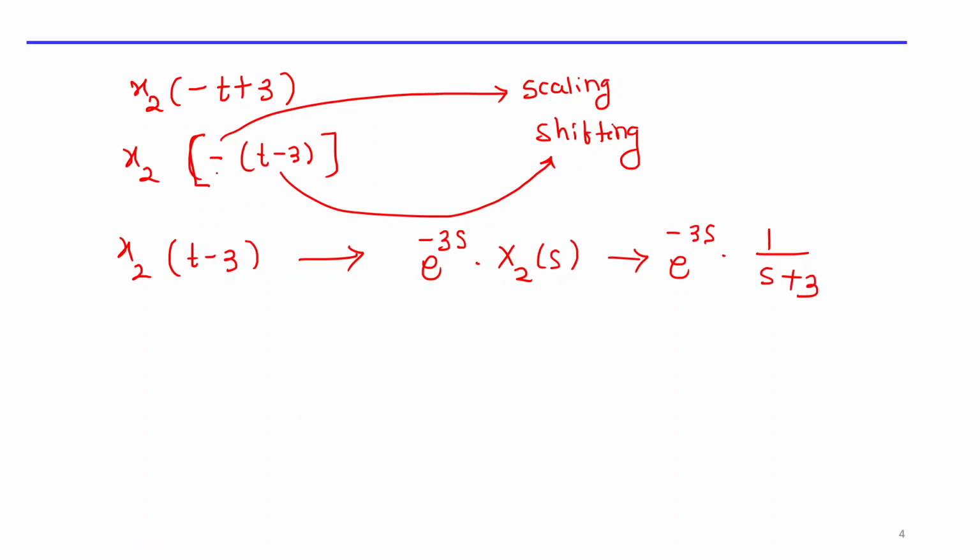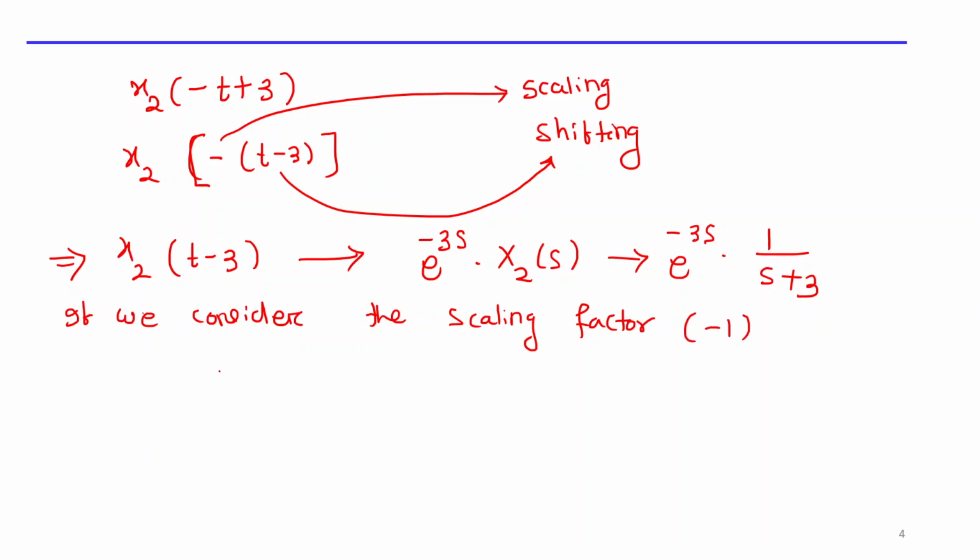But you have to multiply by, consider again, the scaling factor. First of all, we found this one without the scaling factor. Now we consider the scaling factor. The scaling factor here is minus 1.